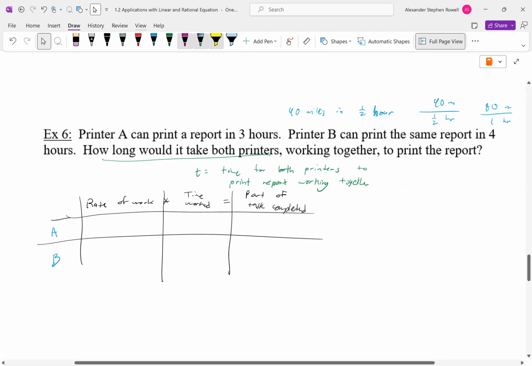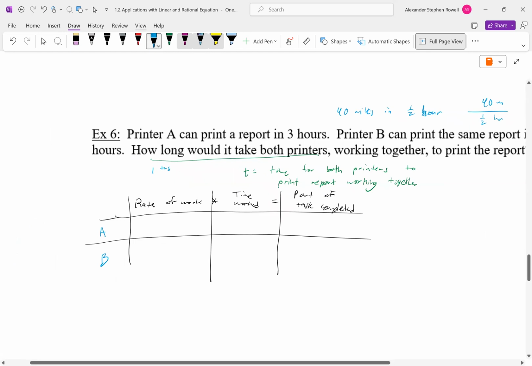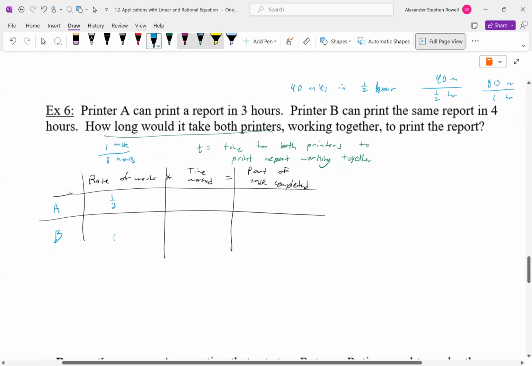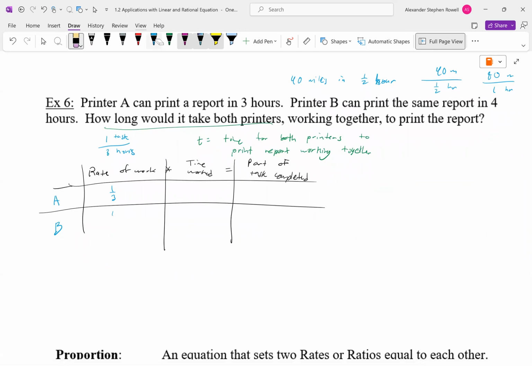So in this case, we're doing one task in 3 hours. That makes sense? So we do 1/3 of the task in 1 hour. Does this idea make sense? Okay, so that's kind of tricky, but the rate is 1 over the time to complete it. So for printer B, what would my rate be? 1/4. So one report printed in 4 hours, well, 1/4 of it is printed in 1 hour. So that's our rate.